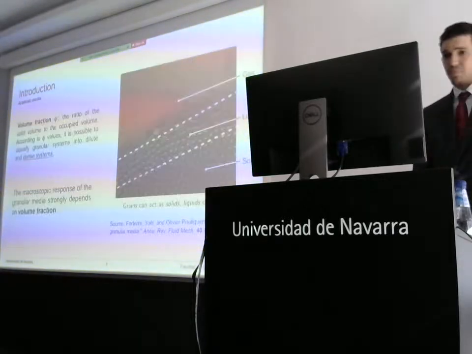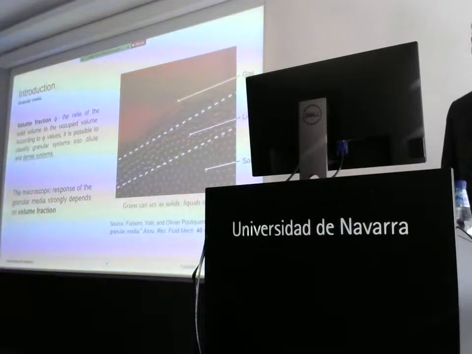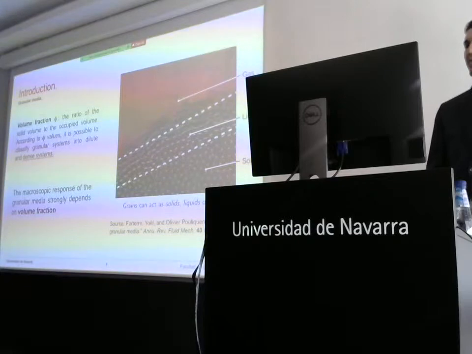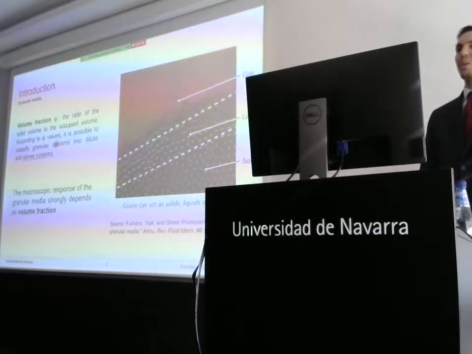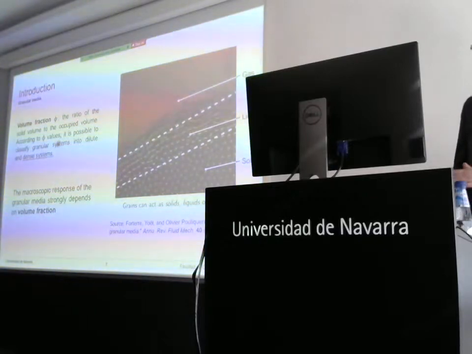natural disaster can provoke. Something very interesting about granular media is that they can act as different states. They can behave like a solid, like a liquid, and like a gas. And this macroscopic response depends strongly on the volume fraction. The volume fraction is defined in the following way: the ratio of the solid volume to the occupied volume. According to the volume fraction value, it's possible to classify the granular system into two different kinds of systems: dilute systems and dense systems. Dense systems are the topic of this thesis.